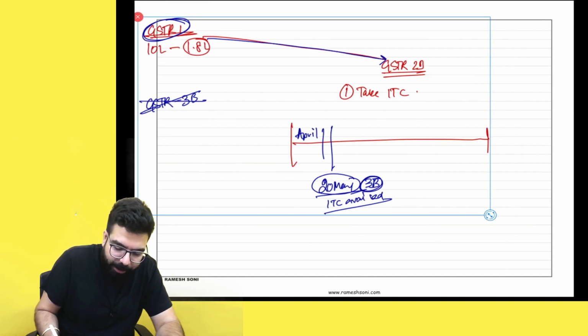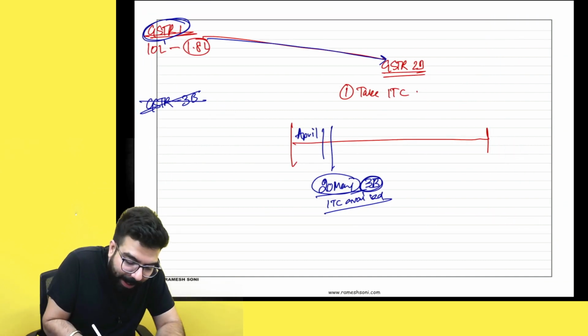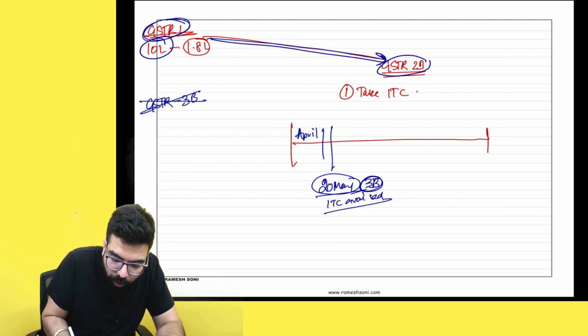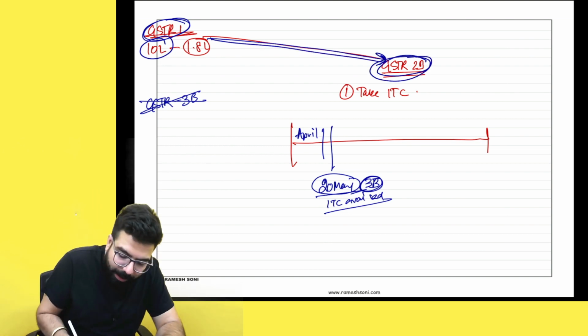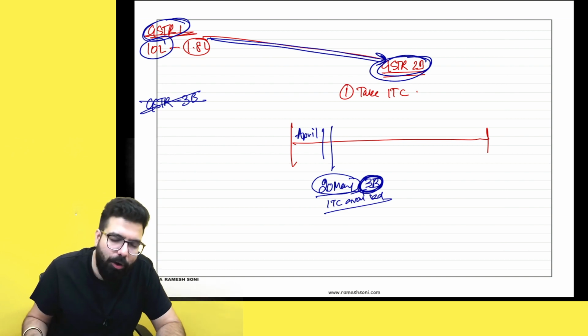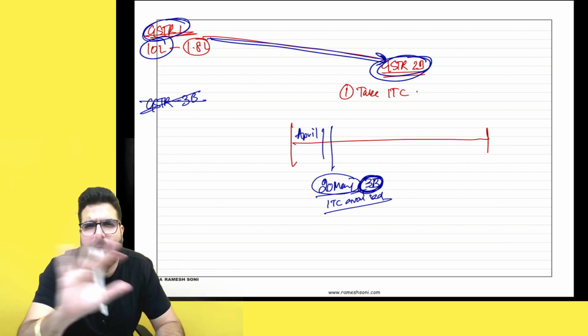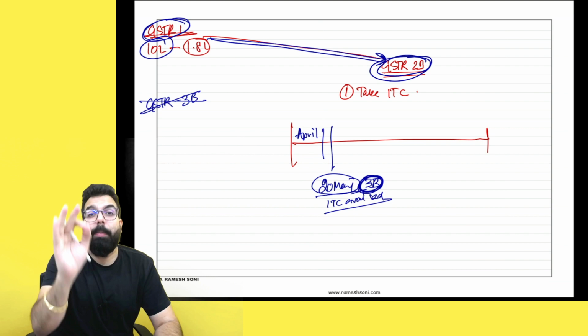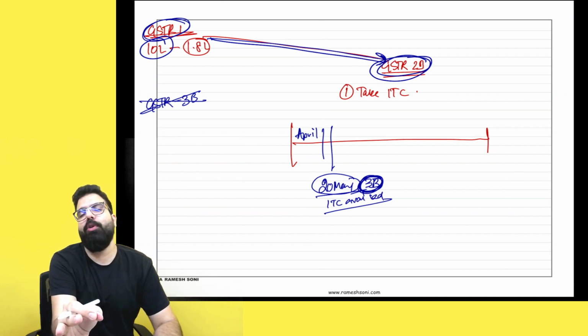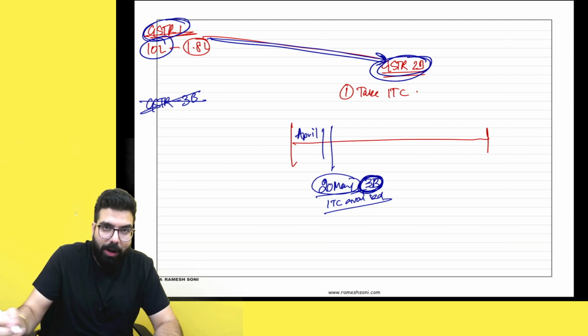The supplier filed his GSTR1, it came in your GSTR 2B, and you took the credit when you were filing your GSTR 3B. You can retain the credit, no problem. But the supplier must make the payment of the GST to the government. You can wait for the supplier to make the payment. Sir, May, June, July, no problem.